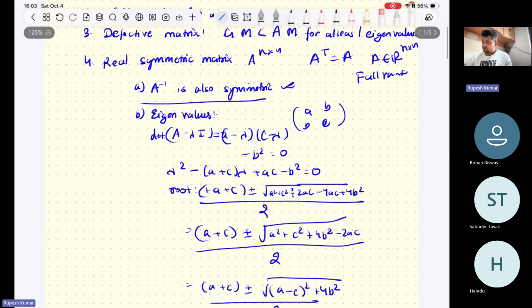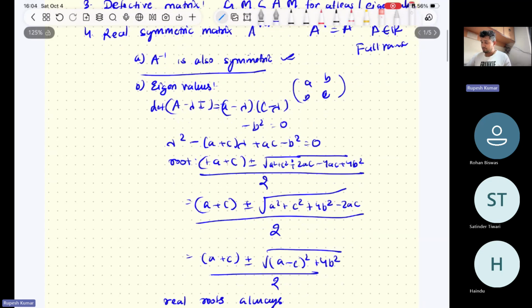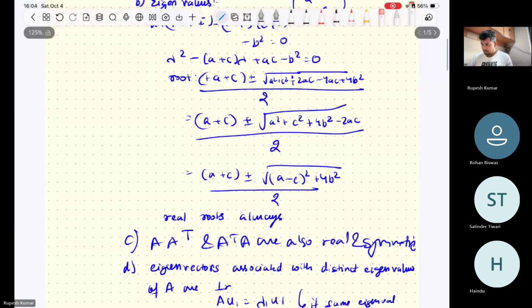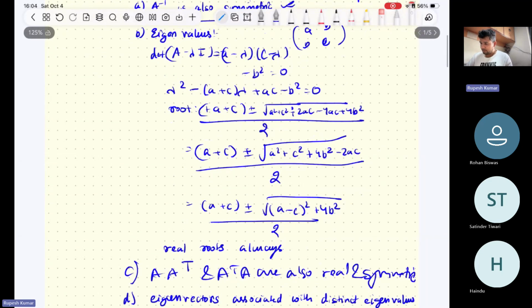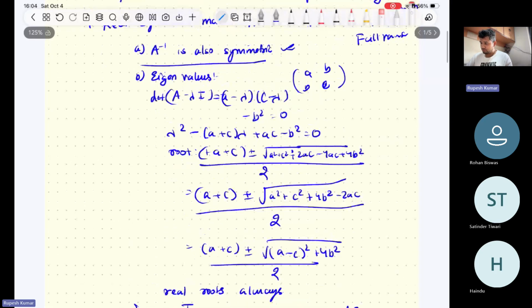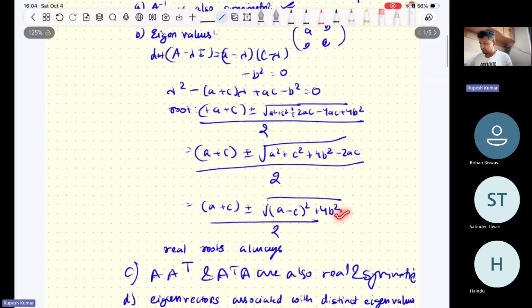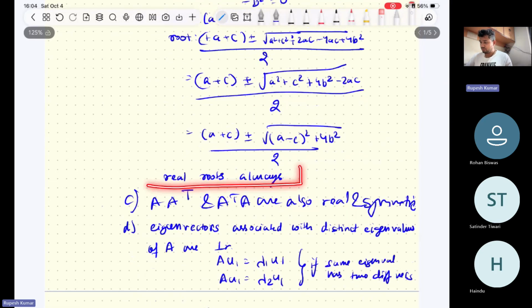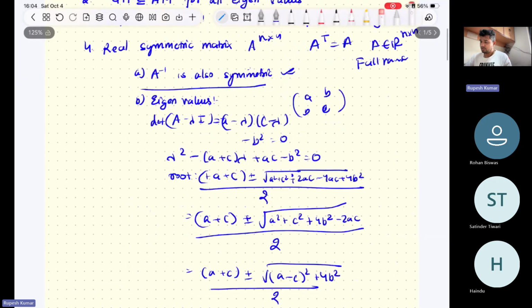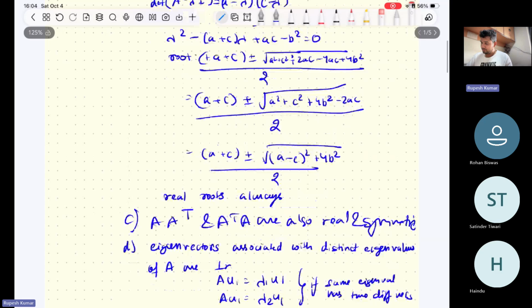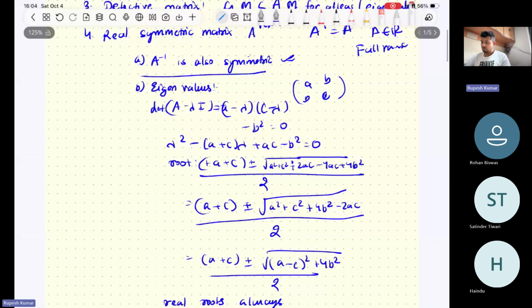Then what are the eigenvalues? You simply write the characteristic equation for a 2 by 2 matrix, and in the quadratic equation you will see that real roots always exist. This is just for the 2 by 2 case, which is very easy to prove, but it can be proven for general cases also, as we will see in the further points. So it is clear for the 2 by 2 case, right?